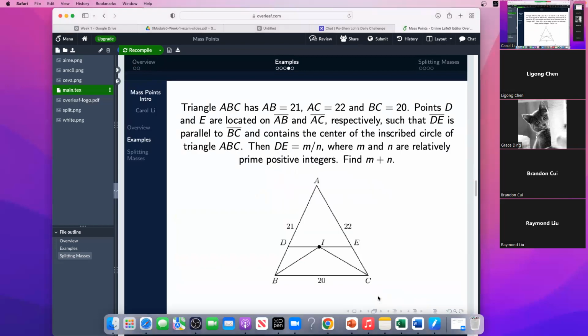Okay. So, oh, this is the next example already. Okay, this is actually quite hard.